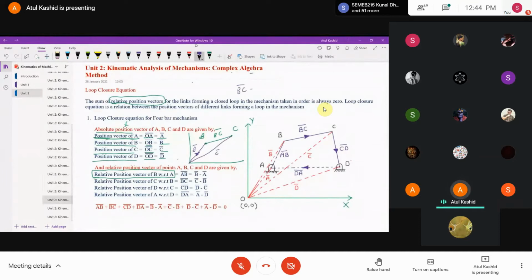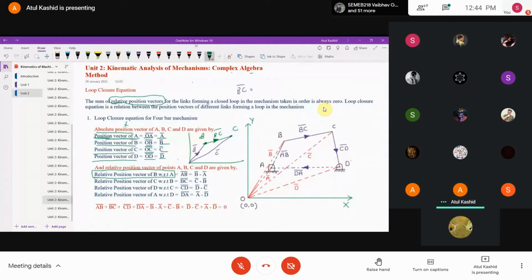So for the BC bar equation, now we can see the direction of this vector. This is in this direction, right? The tail of this vector is over here and the head of this vector is pointing in this direction, right?